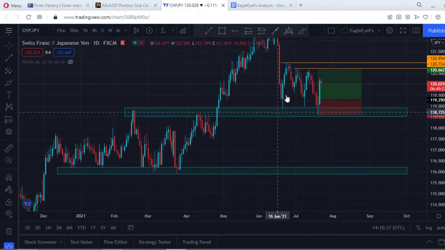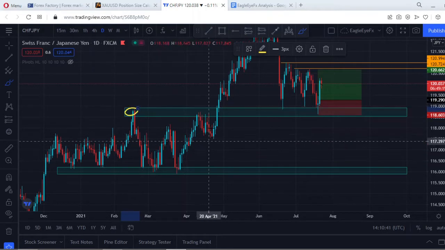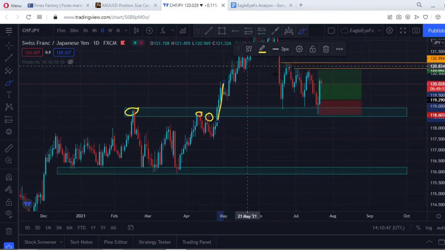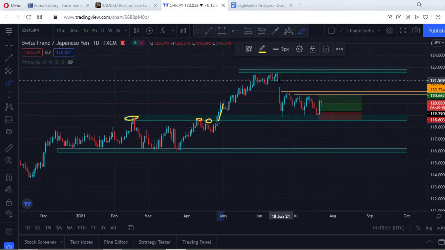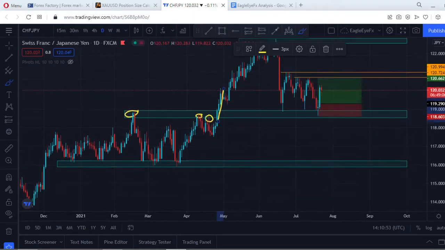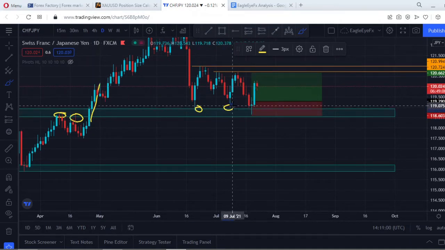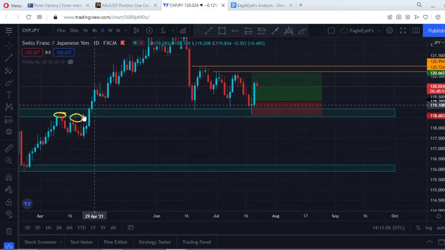Then the reason why I've drawn this zone here is because when the market came up, it was rejected here, then it came again and got rejected here and rejected here, then the market got momentum to break, then it went all the way up. That's why I've drawn this zone here. But when it came down here, you see that it got rejected here, then got rejected here, then also this particular point.